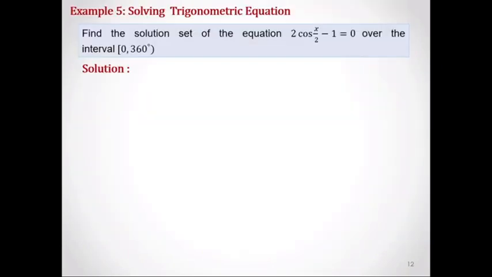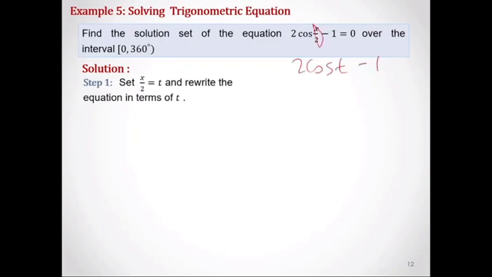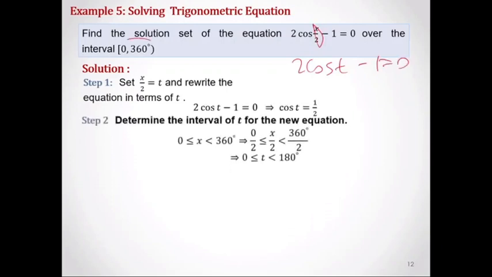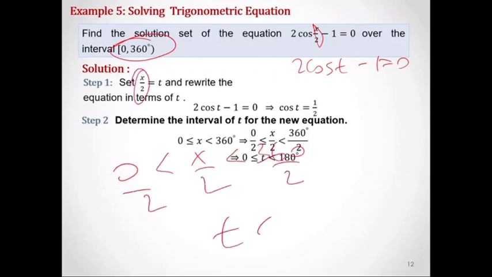Now, let's look at here. The first thing is, you can write x over 2 as t, or u, as you like. And then we will rewrite this as t. We'll have 2 cosine t minus 1 equal to 0. Now, the other thing is this interval here. X is between 0 and 360, but t is x over 2, so you have to divide both sides by 2. You will get the new interval for t.